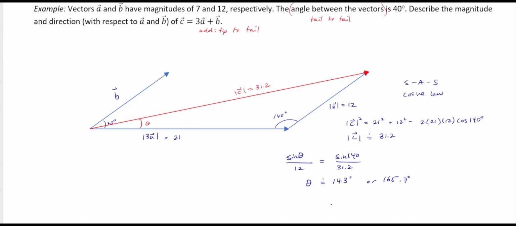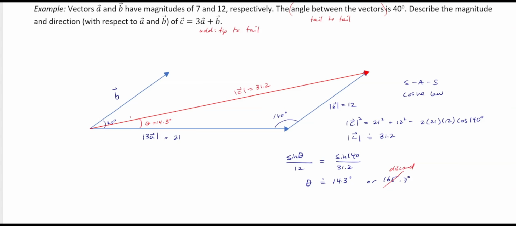or 165.7 degrees. Because again, if sine theta produces a positive number, which it does in this case, then theta could be in the first quadrant or the second quadrant. So we have two options for theta. You investigate and look at the diagram right here, and I can see it clearly is not an obtuse angle, so I'm going to discard this right here. So I know that this right here is equal to 14.3.